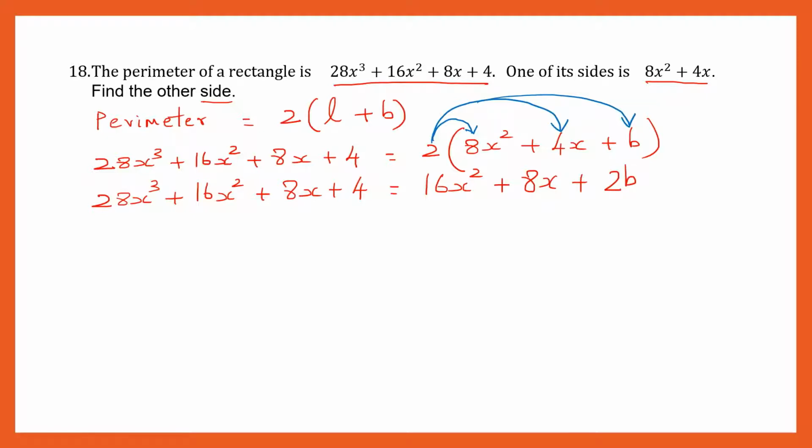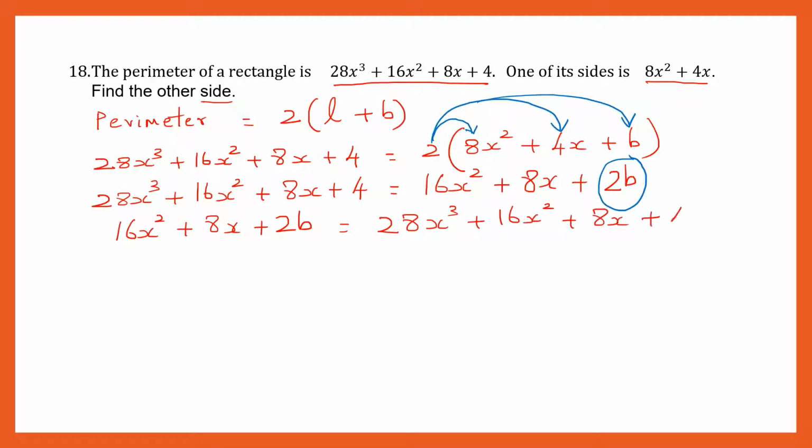Okay, now let me interchange the expressions so that I have this unknown expression on my left hand side. So I'm going to take it all the same thing. What is on the right hand side? I'm going to write it here. So 16x square plus 8x plus 2b. I've written it as it is. And what is on the left? I'm going to take it to the right. 28x cubed plus 16x square plus 8x plus 4. Now I'm going to leave only 2b here.